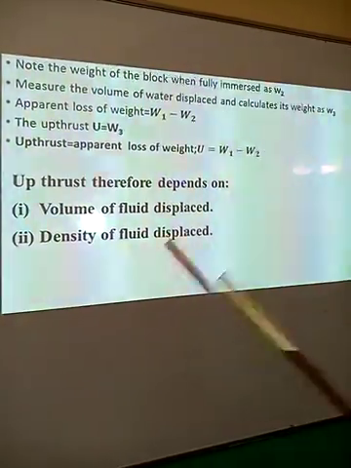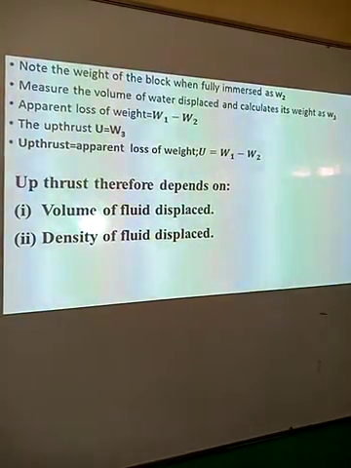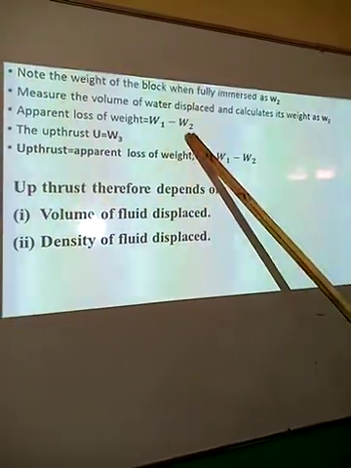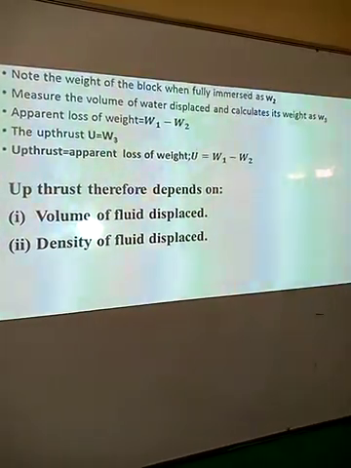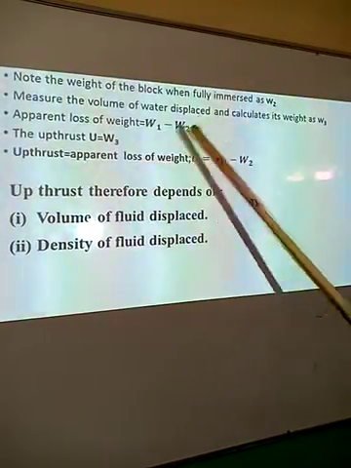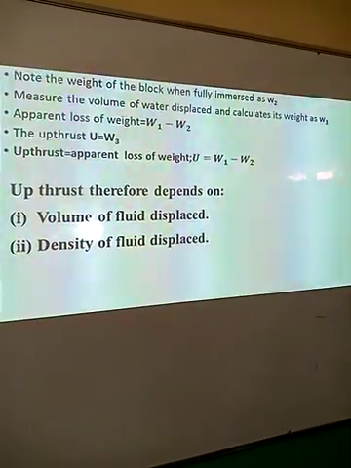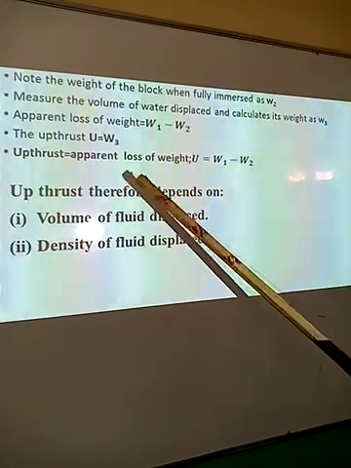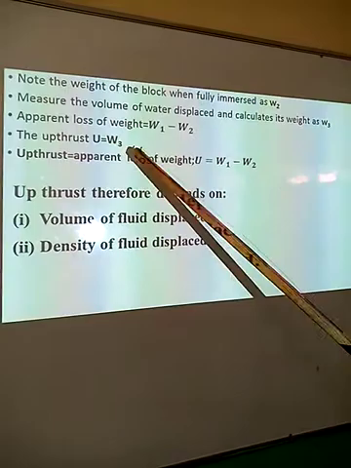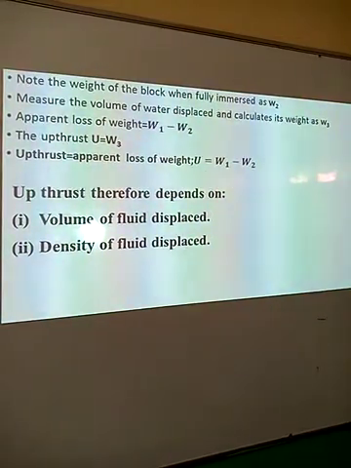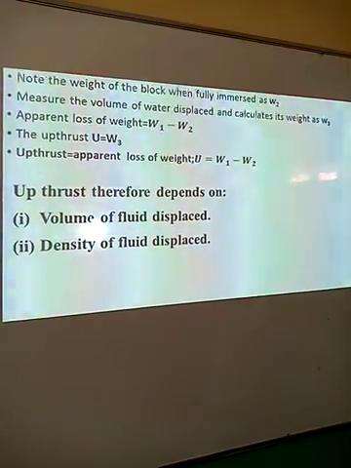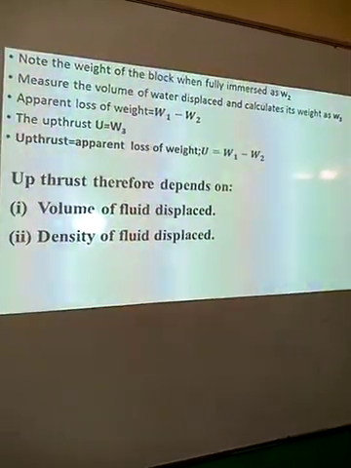So we'll be getting what we call apparent loss in weight. Apparent loss in weight is the weight in air minus weight in the liquid, like weight in air, W1, minus weight in water, W2. Then also we get upthrust, where upthrust here will be the same as the value W3. So when we do comparison, W1 and W2, we compare with W3, then we realize that W3, which is upthrust, is equal to the weight in air minus the weight in the liquid.